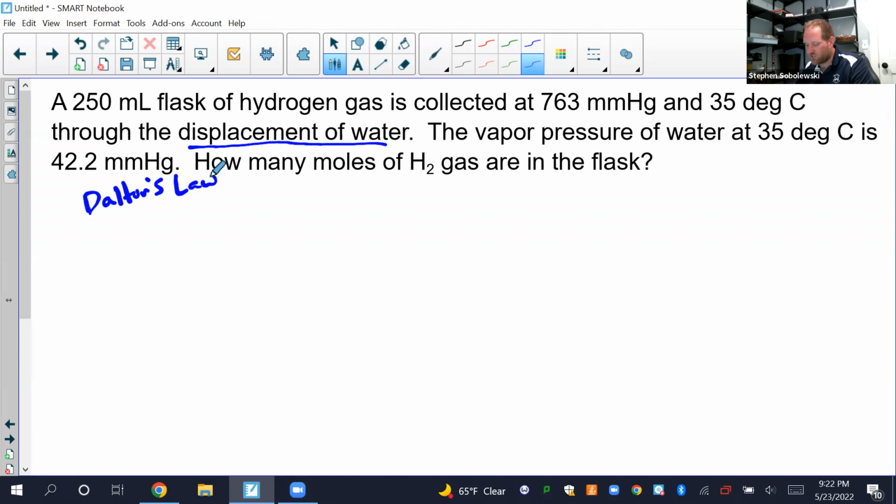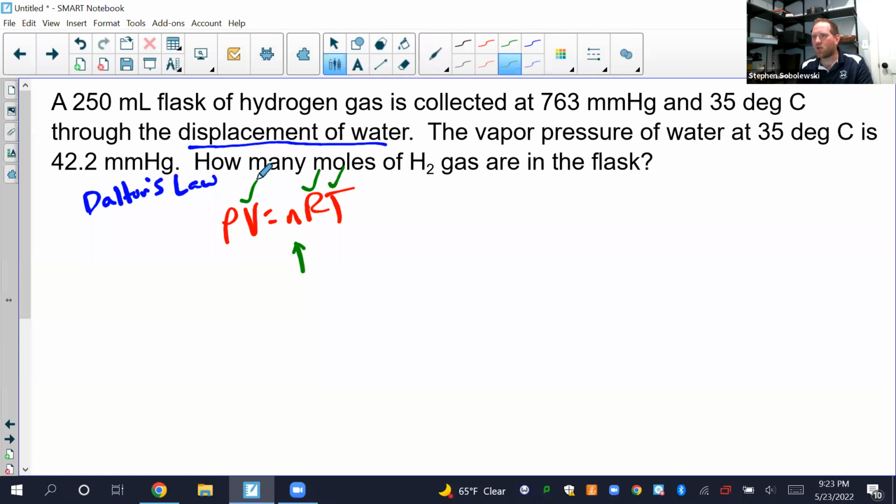How many moles of H2 gas are in the flask? So do we have a changing gas? No. So this is not going to be combined. This is going to be PV equals nRT. We're looking for moles. What do we know? Well, it tells us the temperature, 35 degrees. We know R, of course. We know volume, 250 milliliters. What's going on with pressure? It gives us two values. Well, we need to know the pressure of the hydrogen gas.